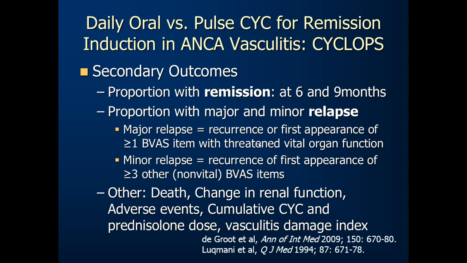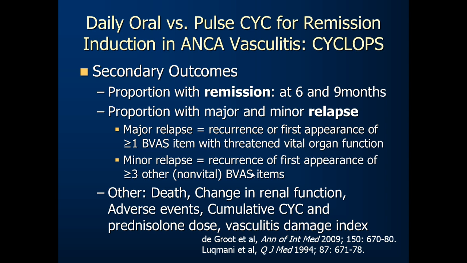Okay. Other outcomes they looked at were remission at 6 and 9 months, and the proportion of patients who develop major or minor relapse. I'm going through a lot of these definitions because most of the studies follow these parameters. Major relapse is defined as a recurrence or first appearance of more than one of the BVAS items. So if you develop new hemoptysis, that would be a major relapse. Minor relapse would be recurrence or first appearance of 3 or more non-vital items.